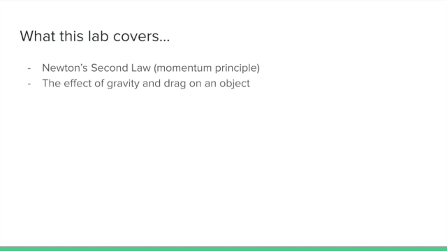So what is this lab about? This lab is about Newton's second law, which is the momentum principle, as well as the effect of gravity and drag on an object. And you'll see later in a model that the effect of drag compared to gravity is no comparison, because the weight of this paper ball is so light that gravity is the strongest and most dominant force, and drag is effectively zero. However, drag still does have an effect on our object, and you'll see that in the graph.